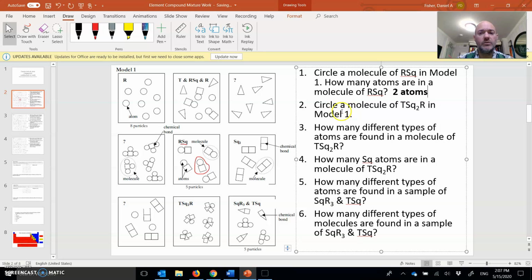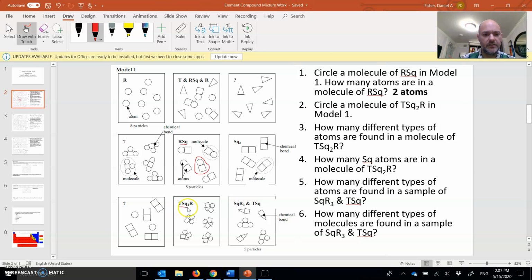Next one: circle a molecule of TSQ2R in Model 1. All right, so I'm going to come down here and look for this TSQ2R. And okay, right there, there's TSQ2R. So I know a molecule, looking at this so far, is something that is made up of multiple atoms. And I look down here, and all of these things here are the same. So I circle that. That is a molecule of TSQ2R.